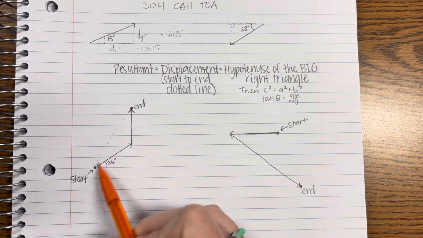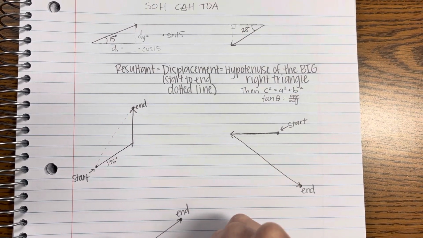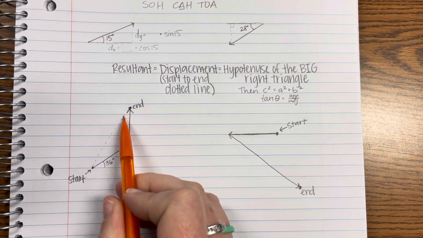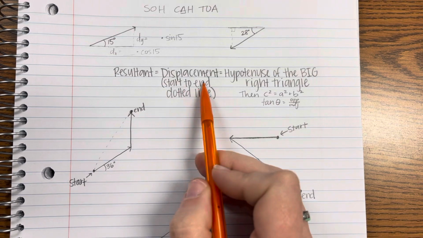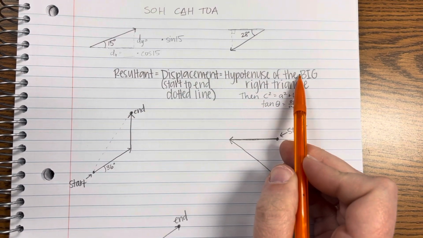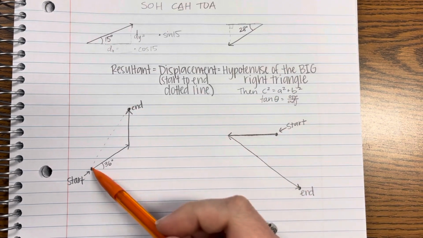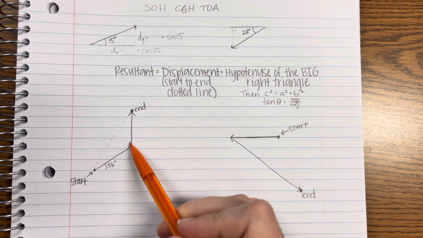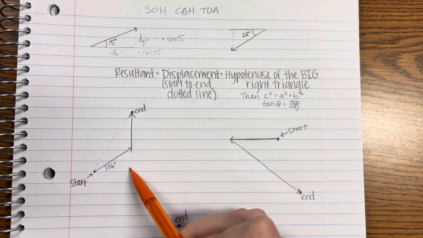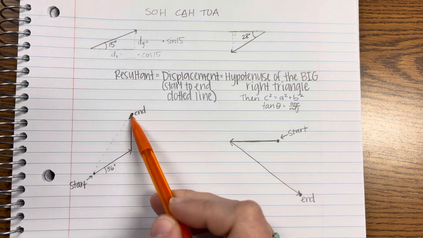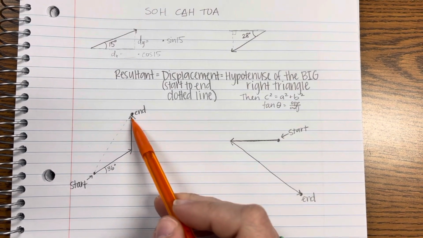Okay, right now, this is an obtuse triangle. It's not a right triangle. So in order to do that, I'm gonna say that this dotted line, remember the start to end dotted line is the displacement, and it's going to be the hypotenuse of the big right triangle. So I know that I need a right angle in here somewhere. Okay, you can basically already see this part of it. If I extend this down and extend this, then I would have a huge right triangle.